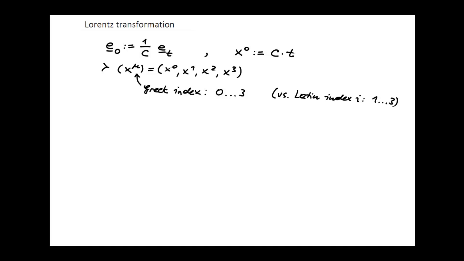Let me also introduce a 4 by 4 matrix, eta, with components alpha, beta. So alpha, beta are Greek, go from 0 to 3, and the components of that matrix are, on the diagonal, 1, minus 1, minus 1, minus 1. Everything else is 0.